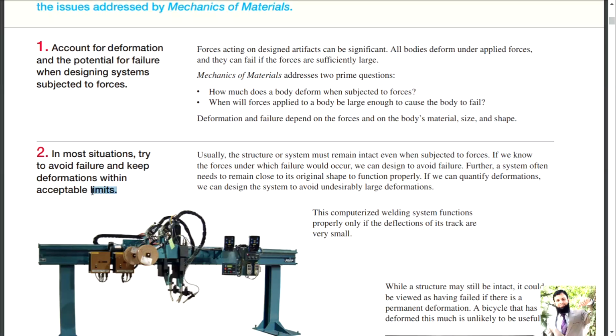And who will define these limits? There are bodies, some committees sitting in every country, and they are developing codes. In those codes they have developed limits that your members should not cross. They set the criteria for failure. And being an engineer, you yourself can set the limits and decide that if deflection exceeds this much, then I will consider this material as failed.